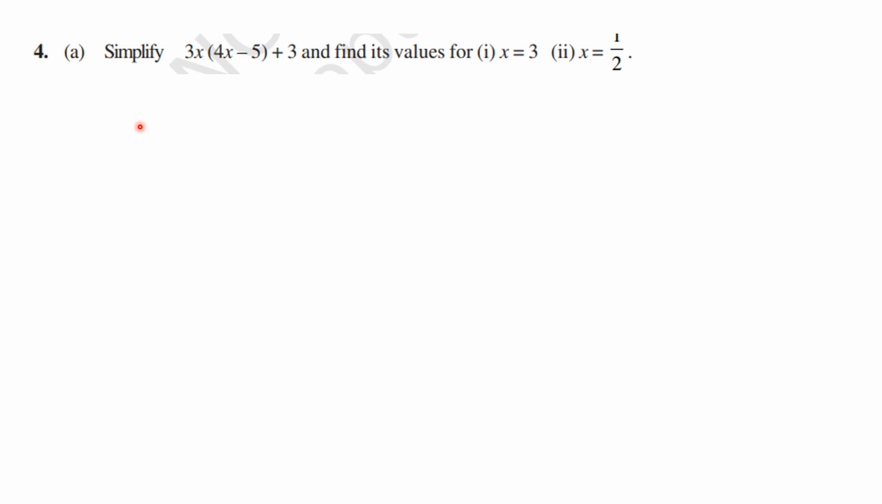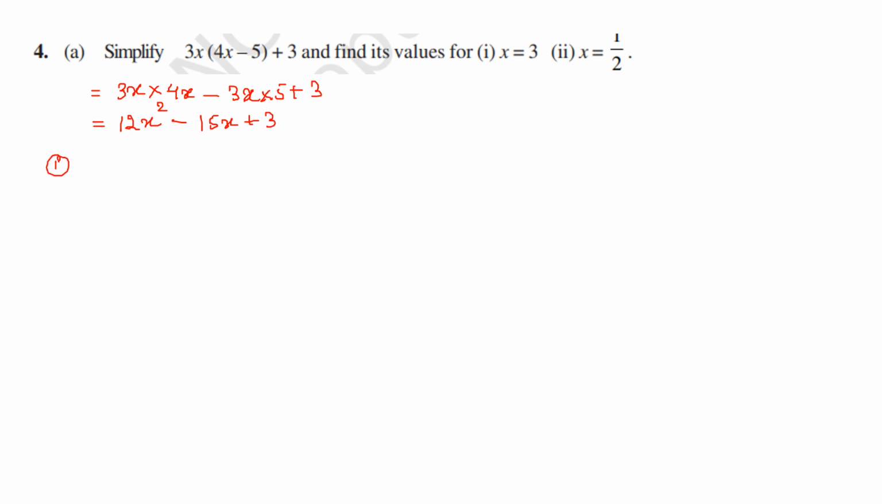So let's do it. First you have to multiply here 3x with 4x. I am using the distributive property here. 3x multiplied by 5, plus 3. So 3x into 4x: 3 into 4 is 12, x into x is x square, minus 3 into 5 will give me 15x, plus 3. So this is the simplified expression.